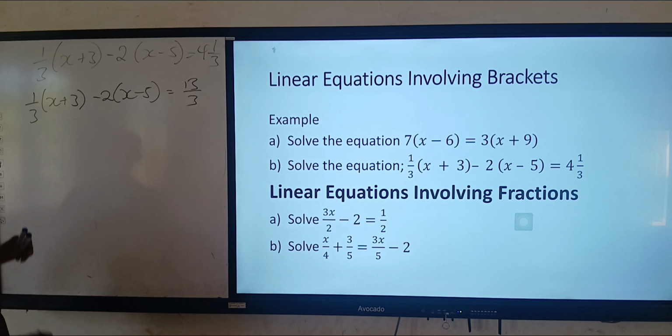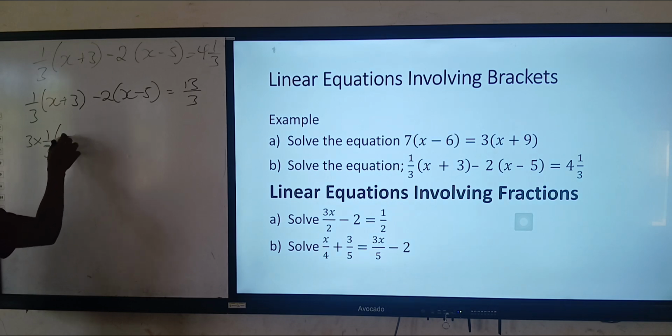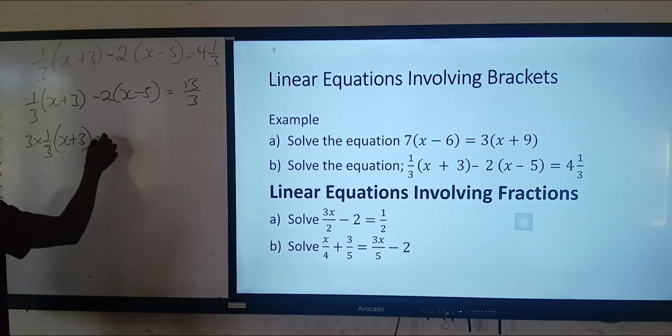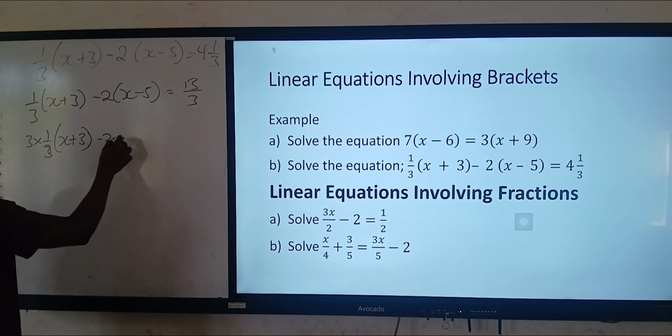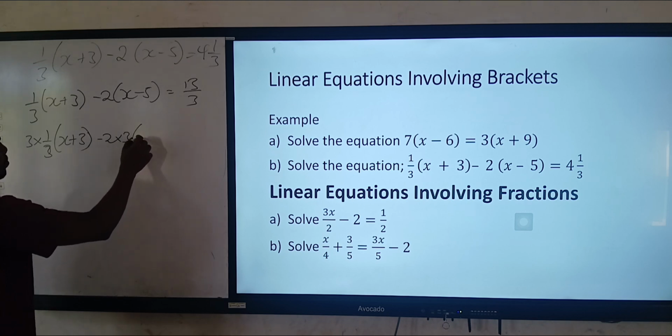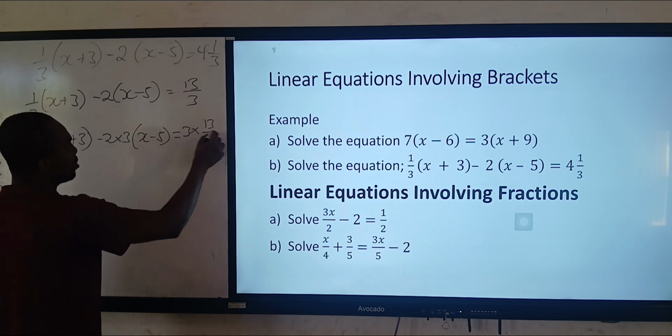Then, since we have a fraction here, look for the LCM. So the LCM here will be 3. So you multiply the 3 through. So here you get 3 times 1 on 3, minus 3 times 2 in the brackets, x minus 5, equal to 3 times 13 on 3.